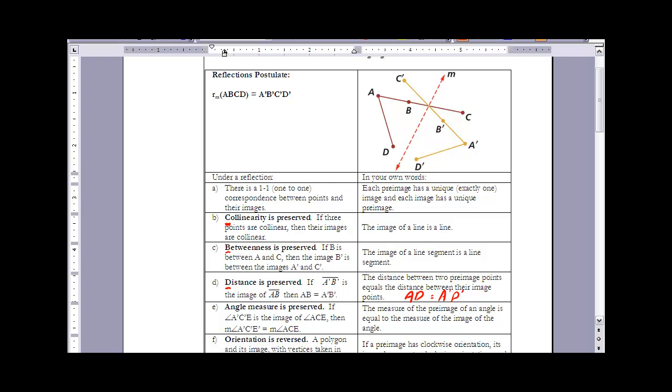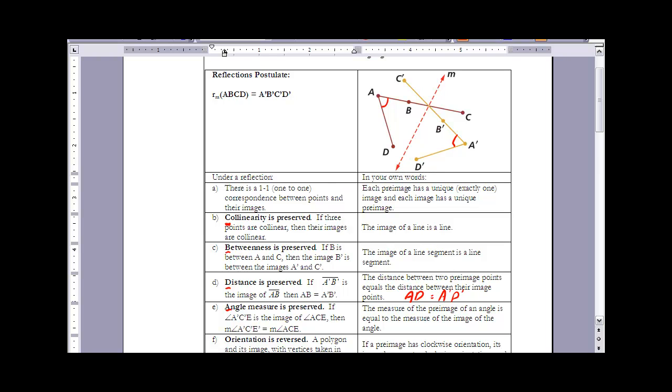And then for part E, we have angle measures preserved. Angle measures preserved is saying that once I reflect a pre-image to get an image, angles will remain the same measure. So if I look at this angle right here, angle BAD will have the exact same measure as angle B prime, A prime, D prime. I'm going to underline the A.